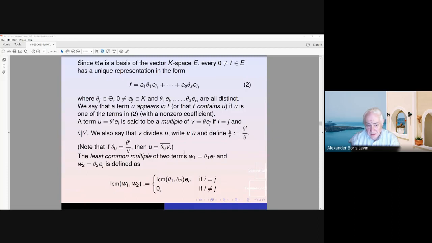And again, when we divide, we can single out the leading part. And the least common multiple is defined in the same way as in the Weyl algebra, except that if you have terms with different generators, then the least common multiple is zero. You cannot take a non-zero least common multiple if I is not equal to J.